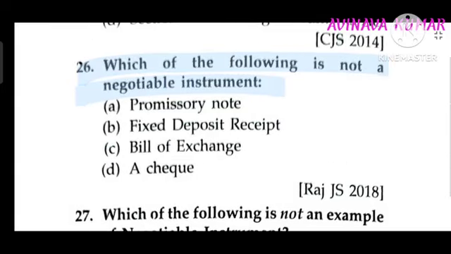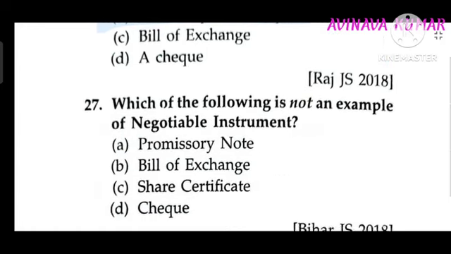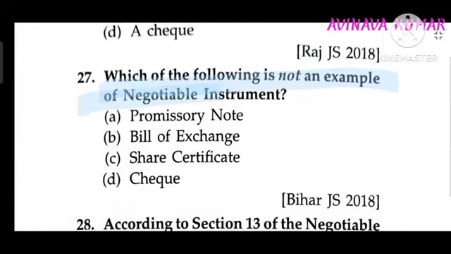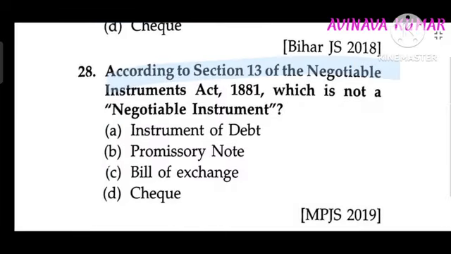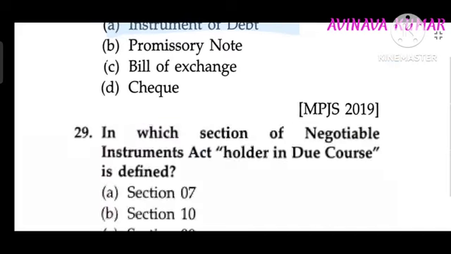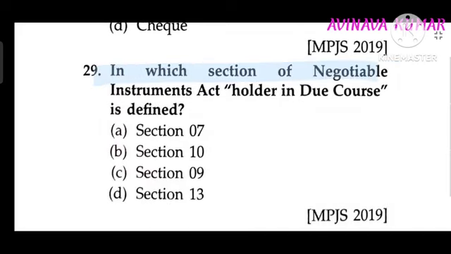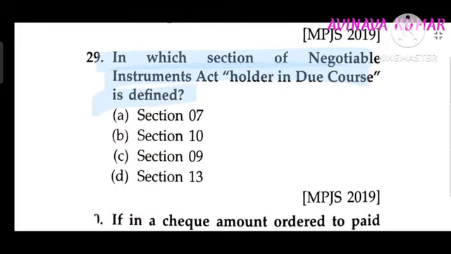Which one of the following is not a negotiable instrument? Fixed deposit receipt. Which one of the following is not an example of negotiable instrument? Share certificate. According to section 13 of negotiable instrument, which is not a negotiable instrument? Installment of debt. In which one of the following section NIA holder in due course defined? Section 9.